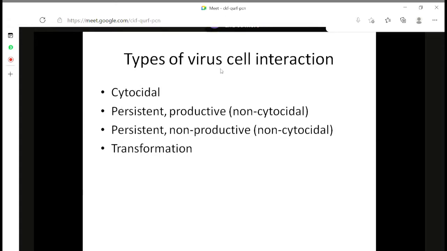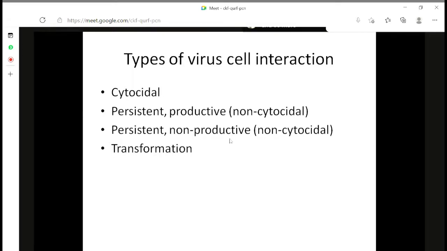So what we can say is that the virus cell interaction may be cytocidal, where the virus infection leads to death of the infected cell, or there are certain infections where the virus will persist inside the host for a prolonged period after the acute phase of infection. We call it persistent productive, and slowly the virus particles will be released from that host to the environment. The third one is again a kind of persistent infection. Persistent means after entry the virus will replicate, and after that the virus will persist within the host for a long period, and no active virus particle will be produced. It is called persistent non-productive, or sometimes a latent virus infection.